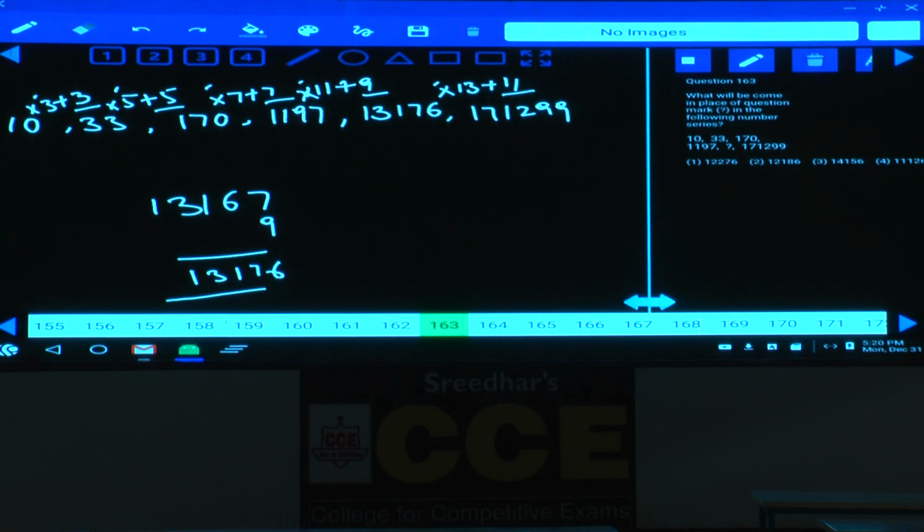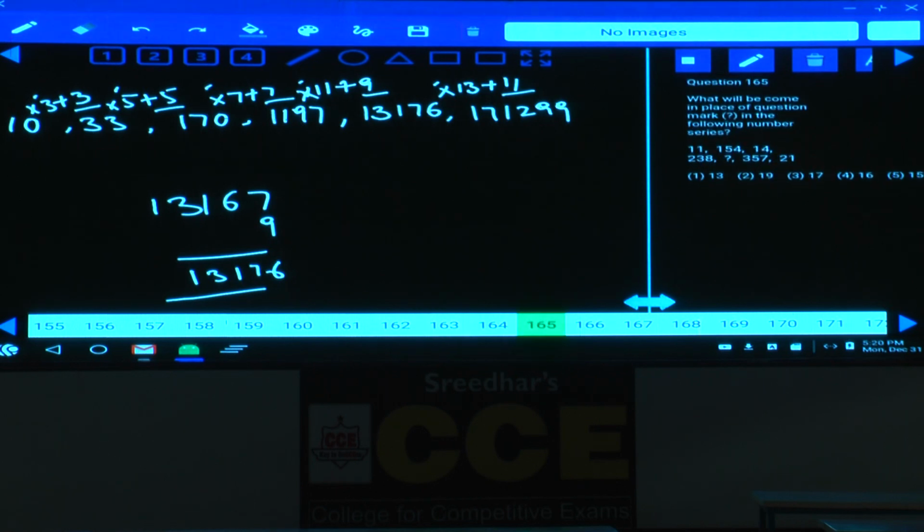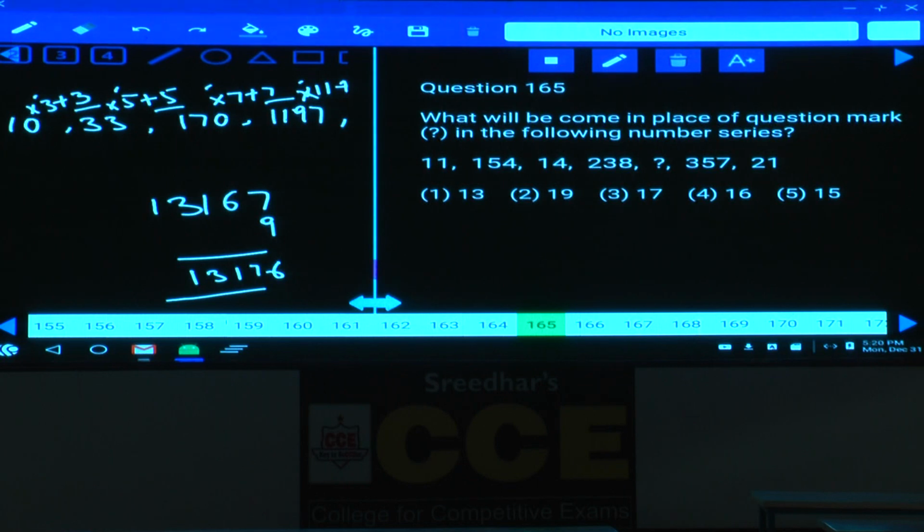165. Now in question number 165, what is there in this? Now 11 into 14 is 154. Next one, 14 into 17 is 238. Now 17 into 21 is 357. 11 into 14, 154. Again 14 into 17, 238. 17 into 21 is 357. What is the missing number here? 17 is the missing number, choice 3.